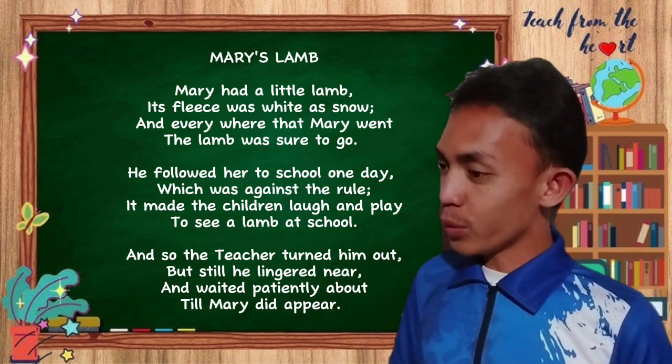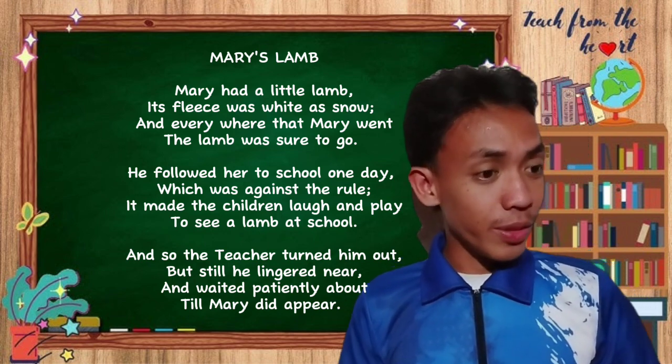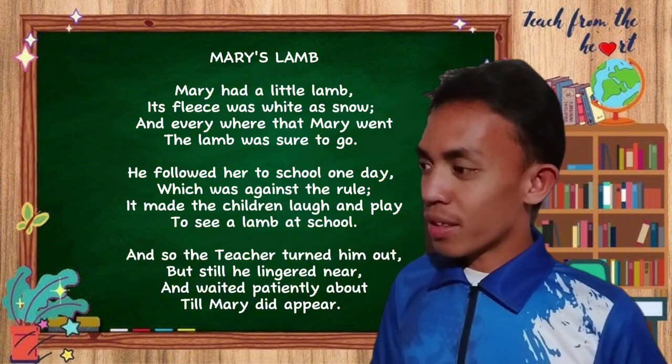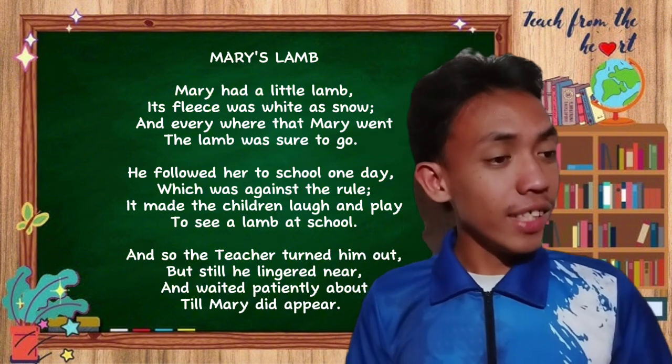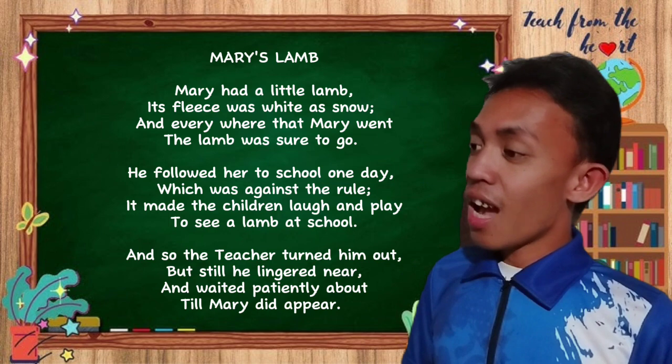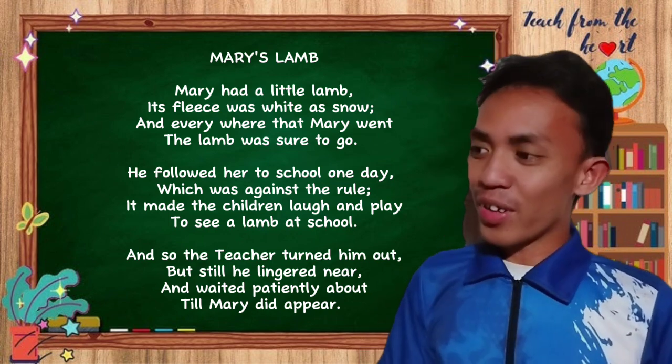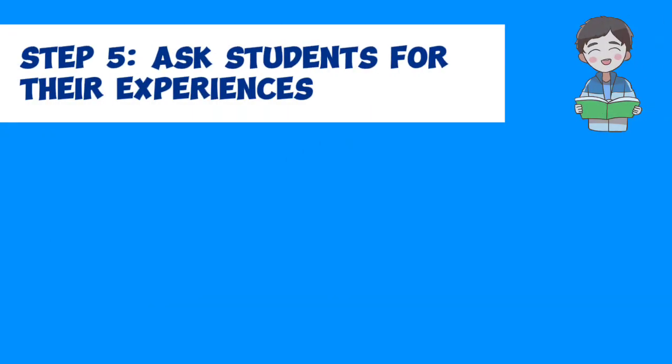Innocence of childhood. The innocence of childhood is represented in the poem by Mary and the lamb. They are both pure and innocent, reminding us of the simple joys and goodness of childhood. Very good, everyone. Step 5.